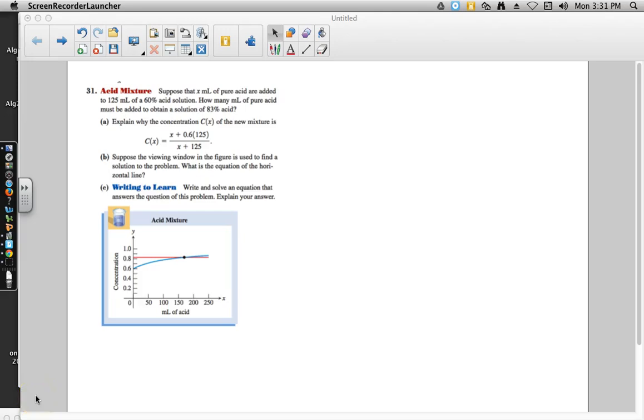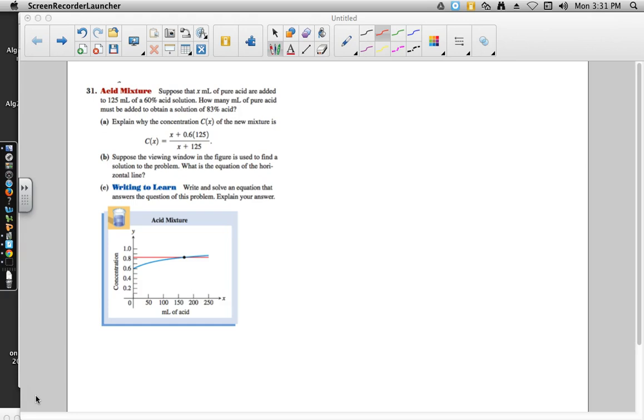These are the frequently asked questions for pre-calculus for section 2.7 day 2, starting with number 31, part A. Suppose that X mils of pure acid are added to 125 milliliters of 60% acid solution. How many milliliters of pure acid must be added to obtain a solution of 83% acid? So here's what we're starting off.